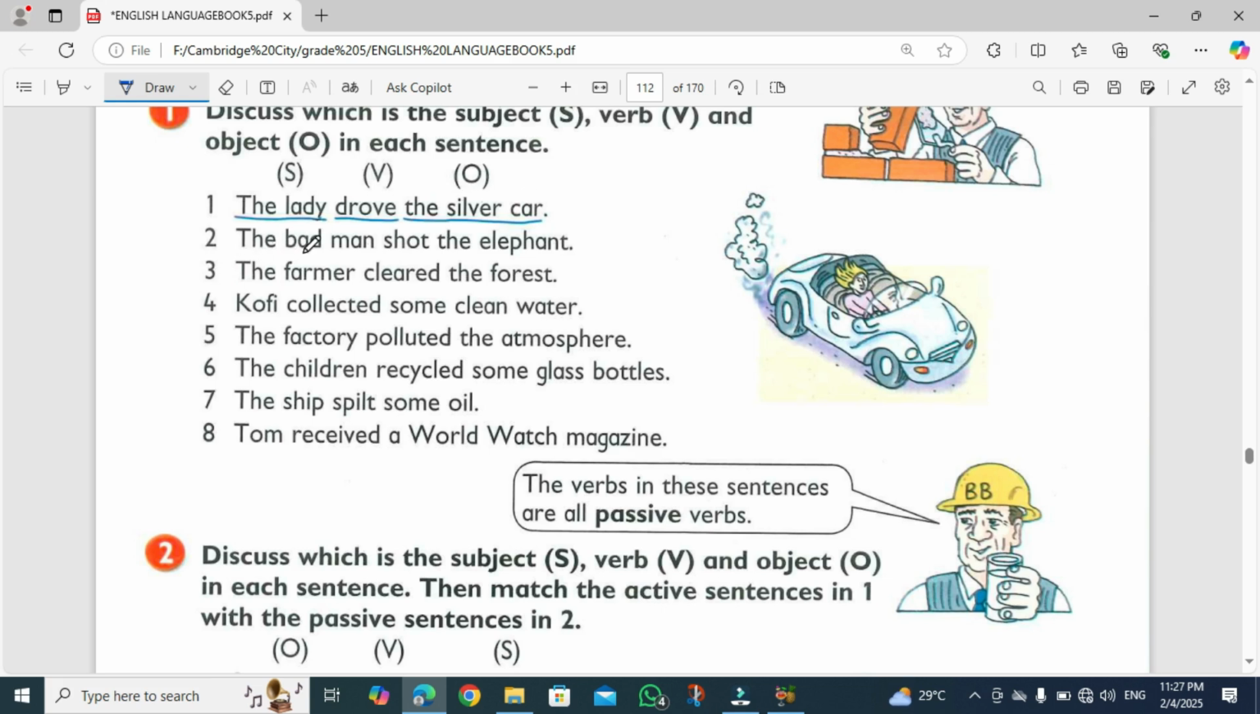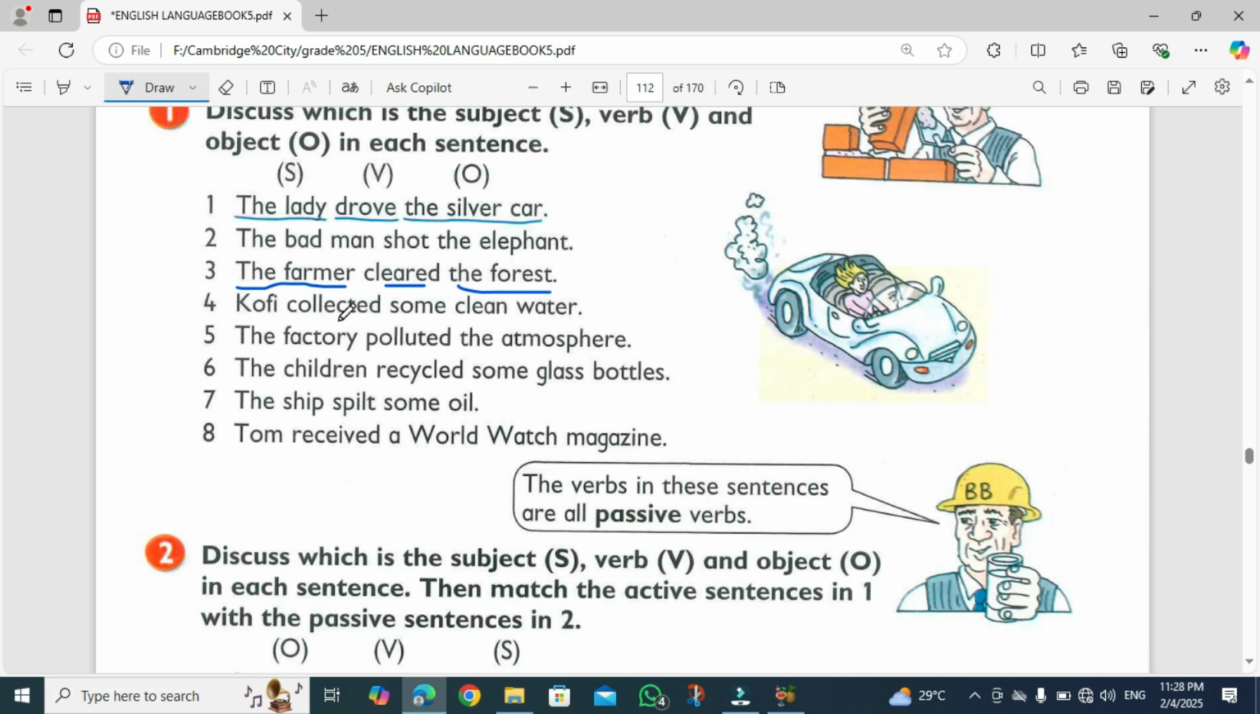Number 2, the bad man shot the elephant. Where is the subject? The bad man. Excellent. And the verb is shot. And the object is the elephant. Number 3, the farmer cleared the forest. Where is the subject? The subject is the farmer. And the verb here is cleared. And the object is the forest.